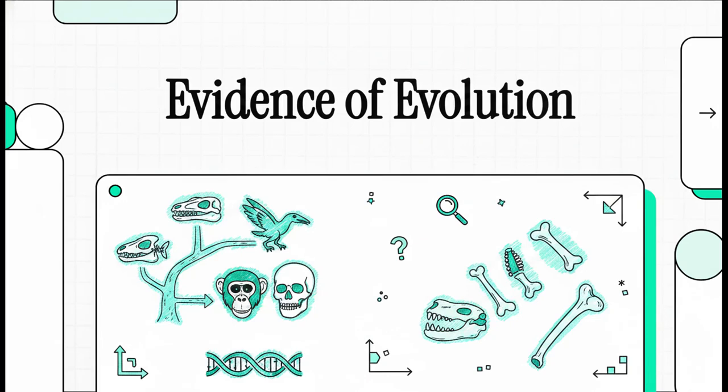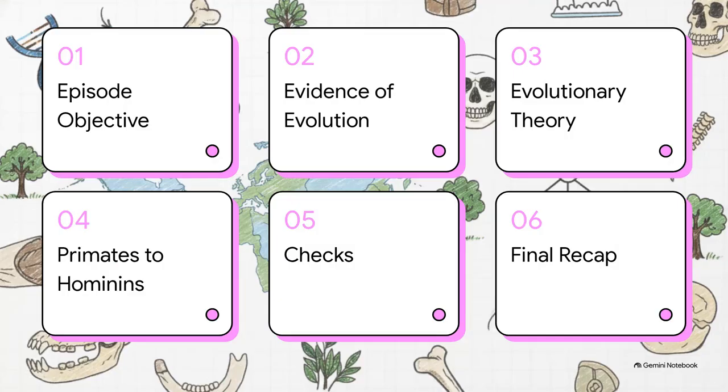Today, we're going to unpack exactly how scientists piece together evolutionary history and trace our very own primate family tree. I'm super excited to guide you through this because looking at the hard evidence for how life changes over time is absolutely fascinating. So here's our roadmap for today. We'll hit our objective, dive into the evidence of evolution, explore how evolutionary theory is shaped, and then move from primates to hominins. Finally, we'll do some quick checks for understanding and wrap it all up with a recap.